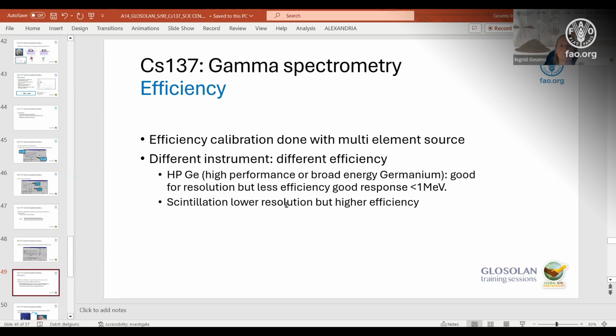The high performance germanium detector, working with the semiconductor, as said, is very good for resolution, but less in efficiency. However, most of the time, it gives a good response below 1 mega electron volt. You can also use scintillator detectors, but they have a lower resolution and a higher efficiency. So it depends on what you want to measure, but most of the time, we use our high performance germanium detectors.